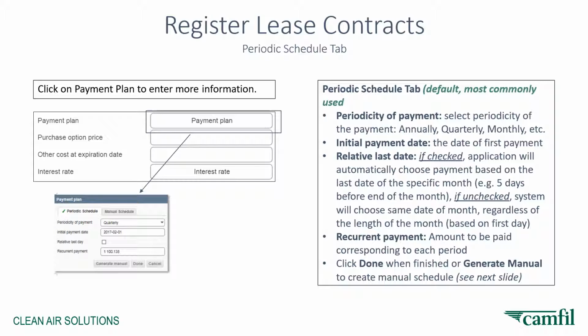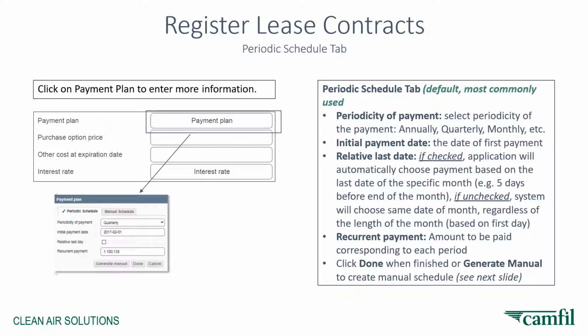The selection options are Periodicity of Payment, Initial Payment Date, Relative Last Date, and Recurrent Payment. Periodicity of payment refers to the payment plan schedule or frequency. The drop-down menu options are annually, quarterly, monthly, etc. The initial payment date is the date of the first payment. You can check relative last date if you want the application to automatically choose the payment date based on the last calendar date of the month.